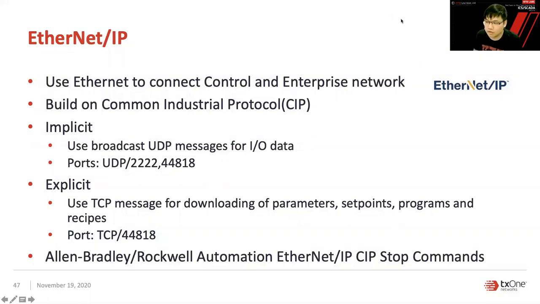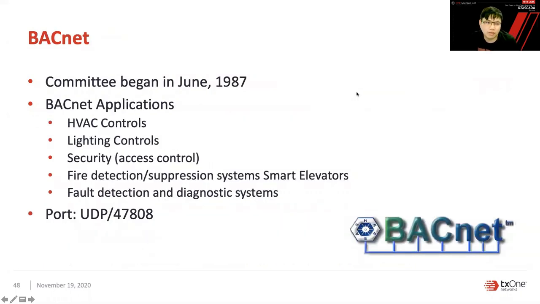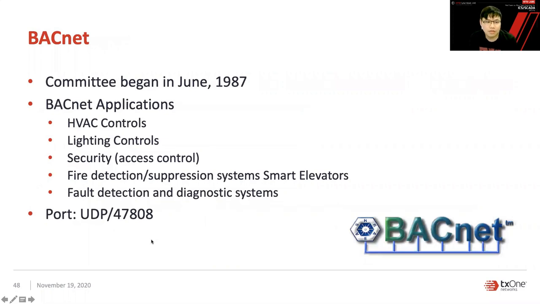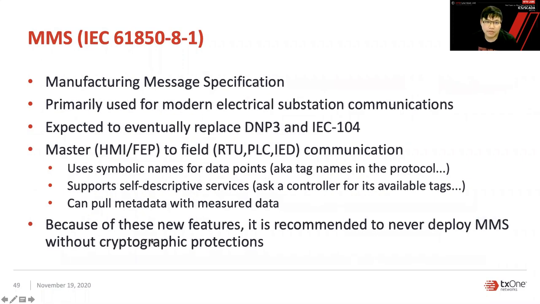Okay. And also, let me go back to BACnet, used for buildings. Basically, those protocols use common ports: for Ethernet/IP, TCP uses 44818, and UDP uses 2222 and 44818 for transmitting the IO data. So for real commands and some valuable messages, TCP is used to transmit. And also BACnet uses UDP, and MMS is used for the power industry.